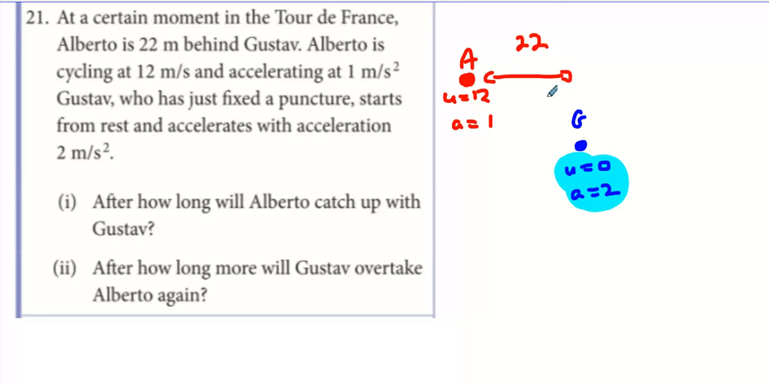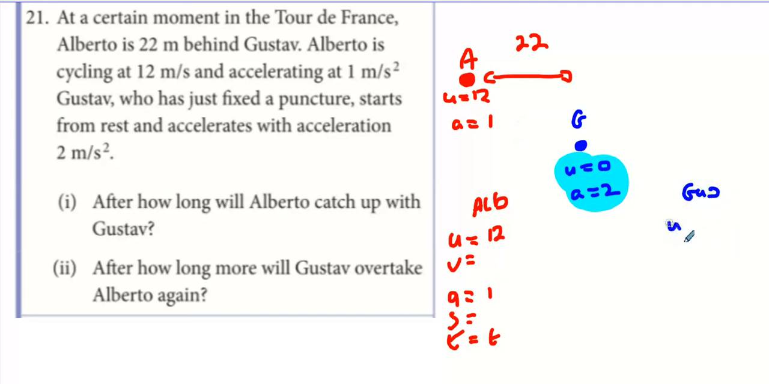The T starts at the same time, doesn't it? So we'll do Alberto as U equals 12, A equals 1, S and B unknown, T is T. Gustav, U is going to be 0, A is going to be 2, B and S are unknown, and T is T. After how long will Alberto catch up with Gustav?